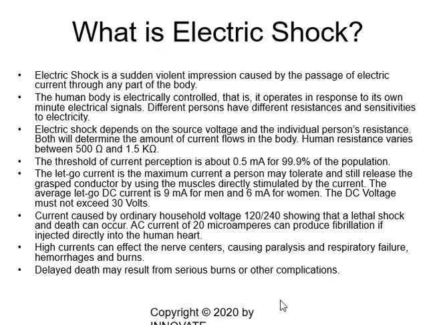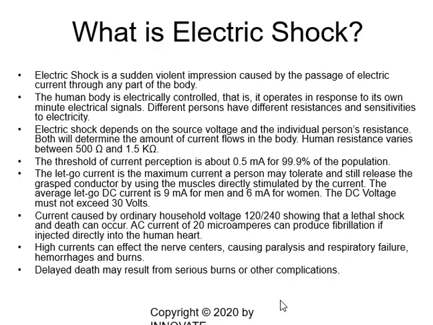Different persons have different resistances and sensitivities to electricity. Electric shock depends on the source voltage and the individual person's resistance. Both will determine the amount of current that flows in the body. We will talk about Ohm's law and how the current is calculated based on the voltage and the resistance. The higher the voltage, the more the current. The higher the resistance, the less the current.